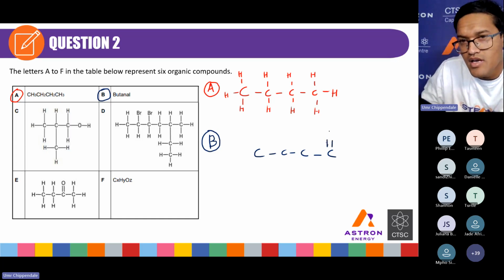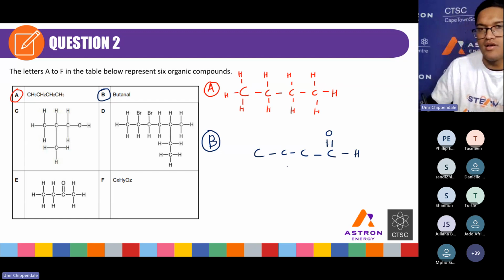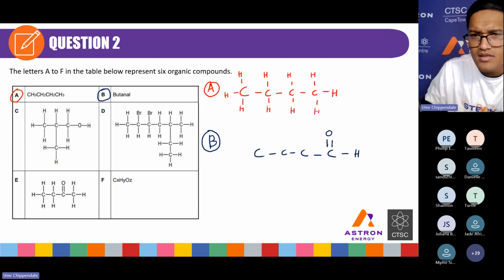So let's see, double bond O. That's 1, 2, 3, which means there's 1 bond left, so it's H. 1, 2, 3, 4. So now this will be our H here. This will be our H here. 1, 2, 3, 4. That's correct. Our H.